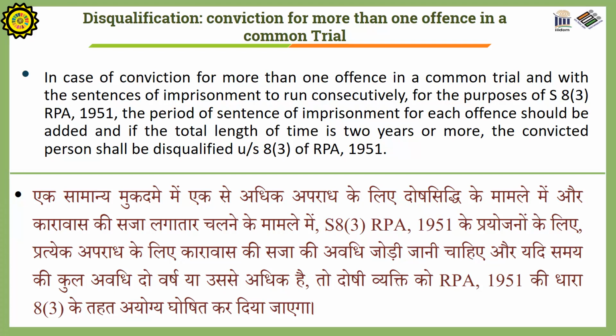Conviction for more than one offence in a common trial. In case of conviction for more than one offence in a common trial, with the sentences of imprisonment to run consecutively, for the purposes of Section 8.3 RP Act 1951, the period of sentence of imprisonment for each offence should be added, and if the total length of time is 2 years or more, the convicted person shall be disqualified under Section 8.3 of RP Act 1951.